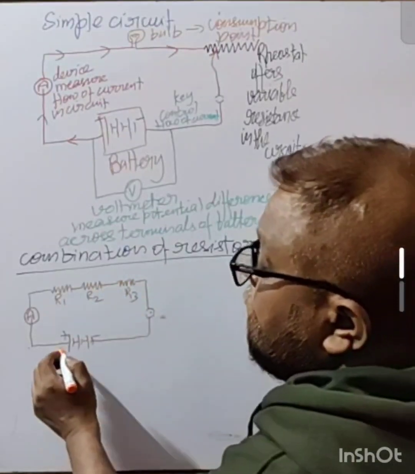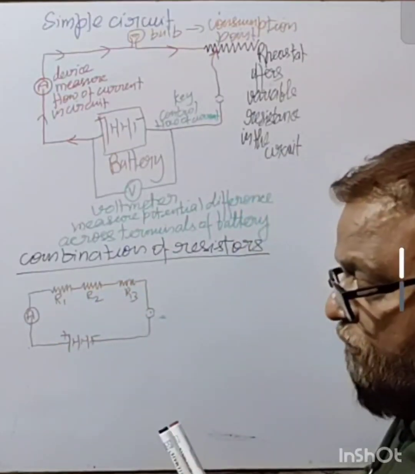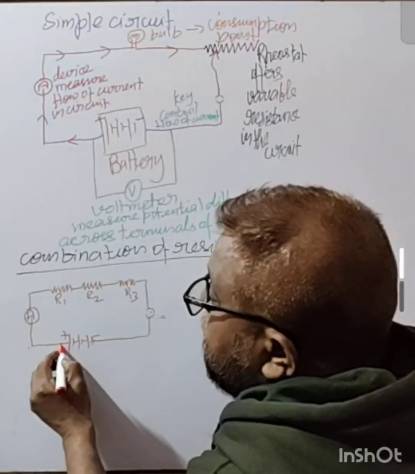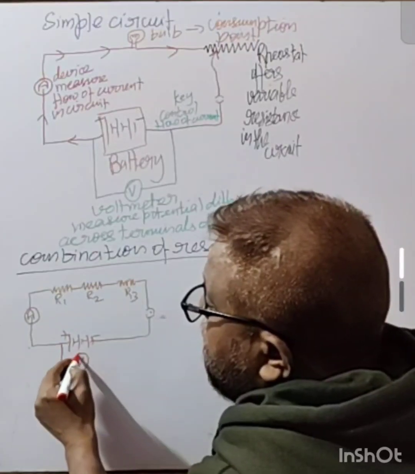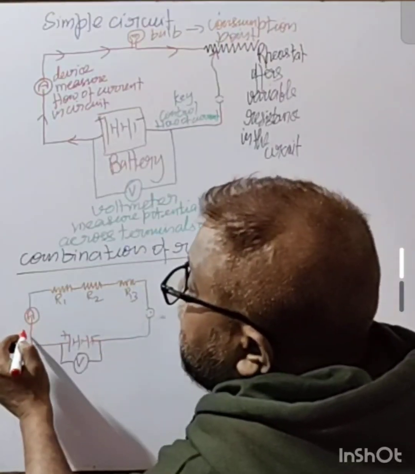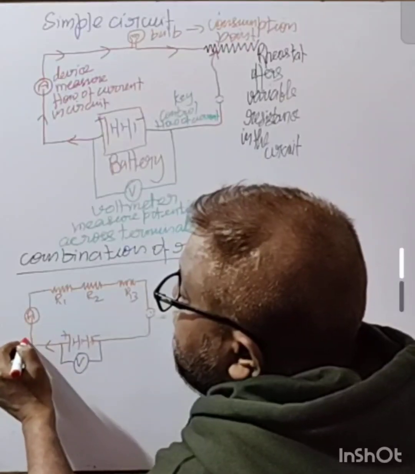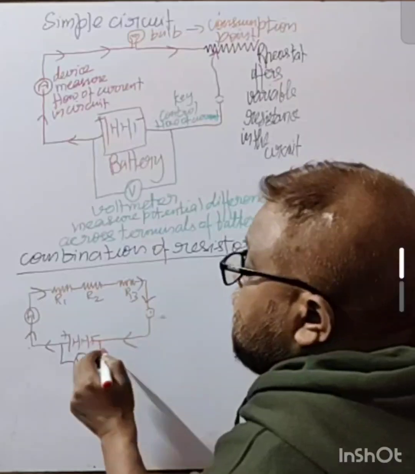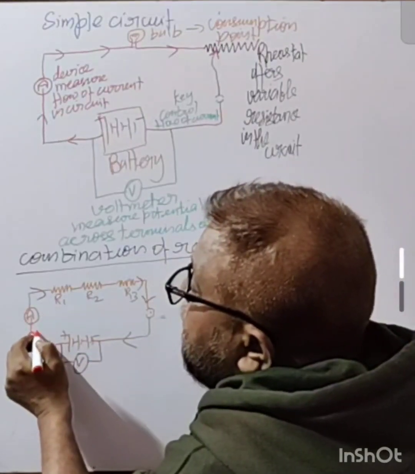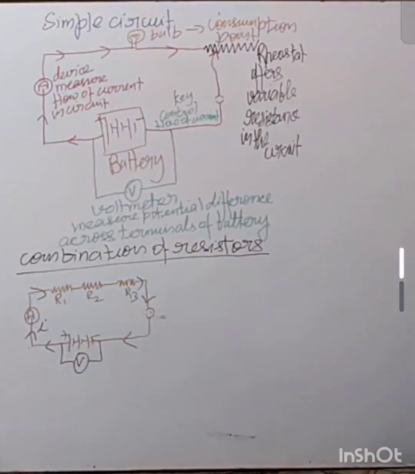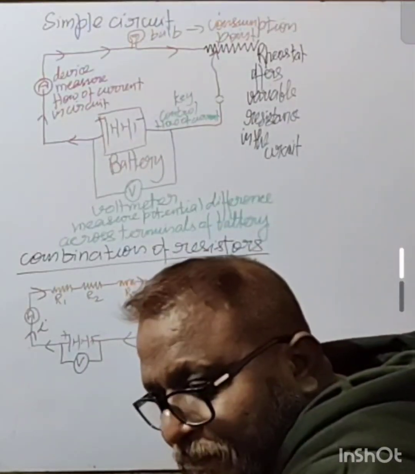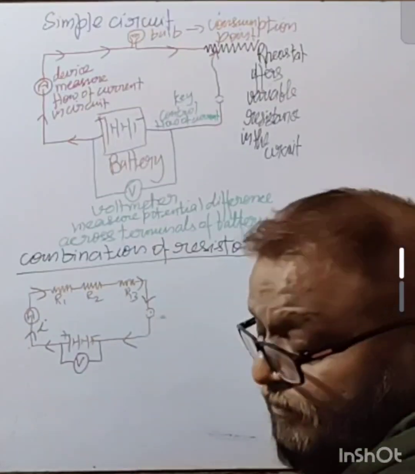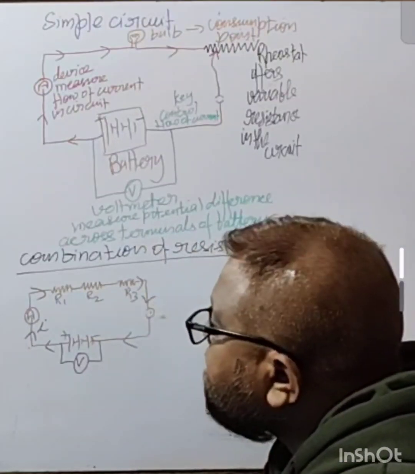Right? Potential difference across the terminal of the battery is V. And current flowing in the circuit in this direction, from positive to negative terminal, that is I. There is a condition. Here the potential difference is V.